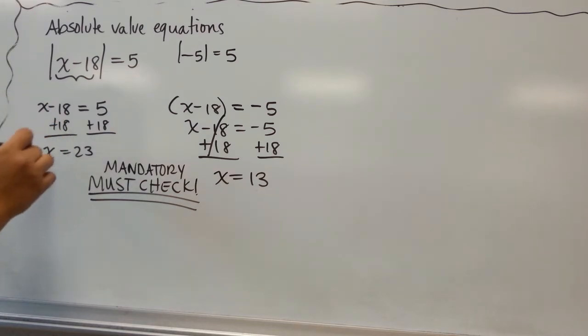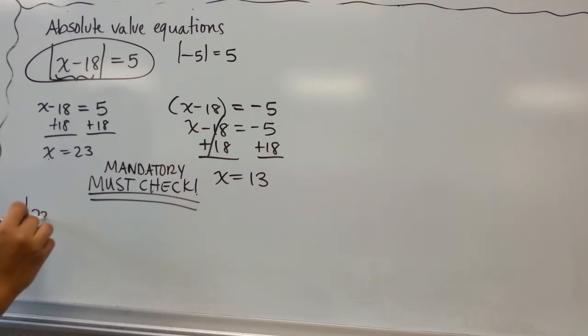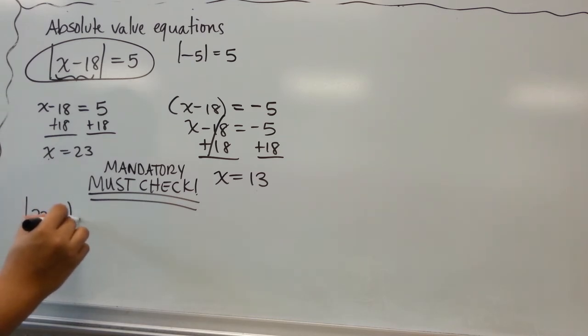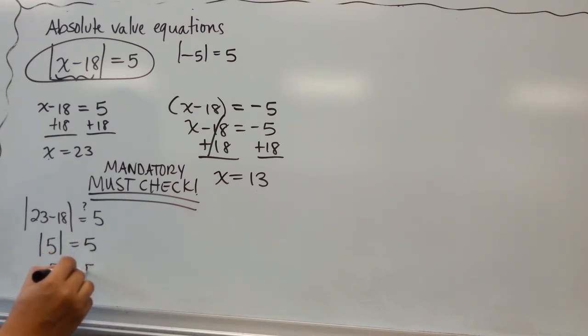So you plug x equals 23 into this equation. You say 23 minus 18, absolute value, does that equal 5? And when you do 23 minus 18, indeed, you get the absolute value of 5. The absolute value of 5 is 5. So yes, this one checks out.